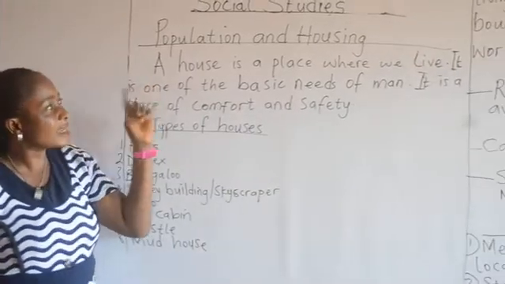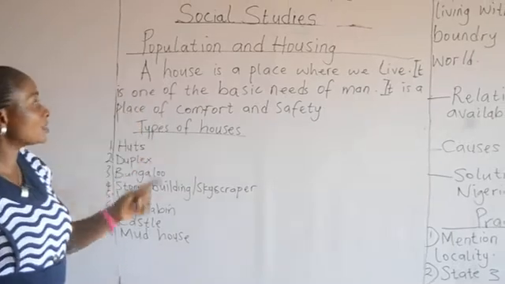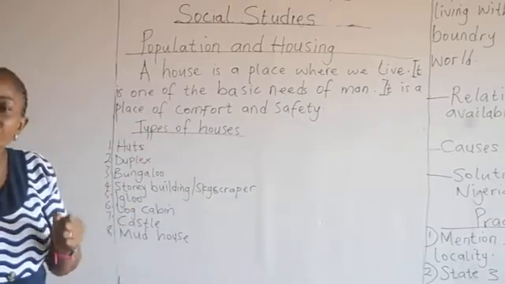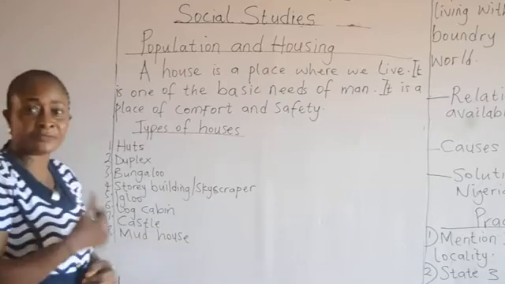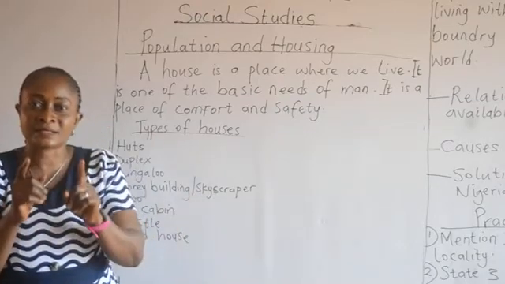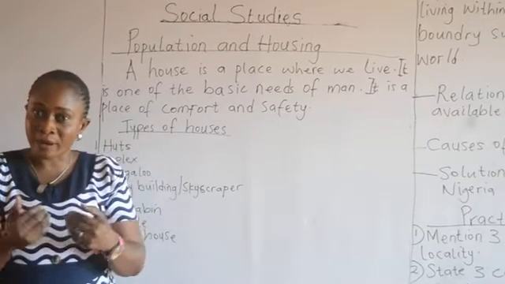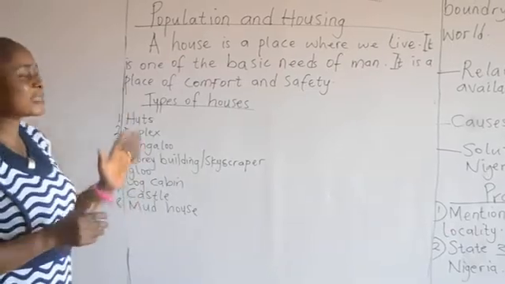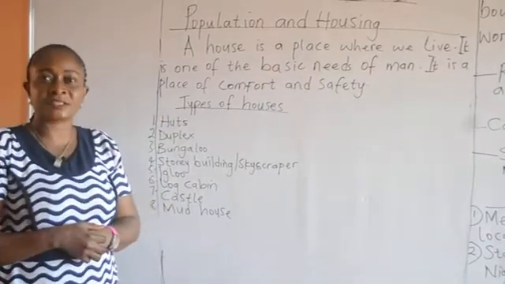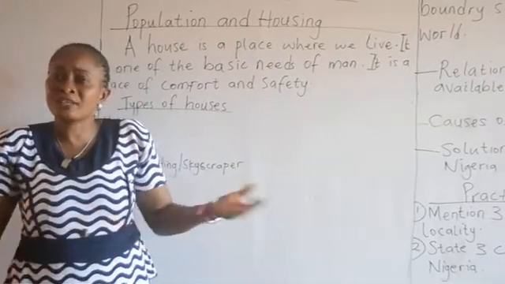A house is a place where we live. It is one of the basic needs of man. When daddy and mommy go to the office, they come back to a place called house. When you go to school, you come back to a place called house. So such a place is a place of comfort and safety, a place where you retire, you refresh, you freshen up.